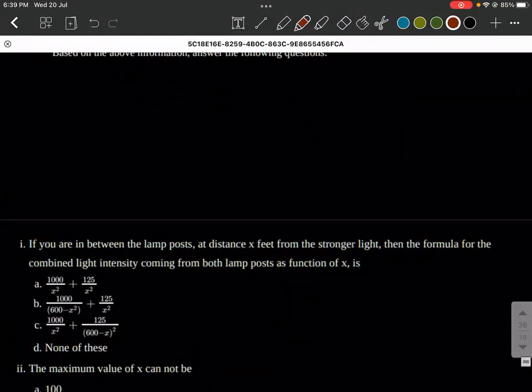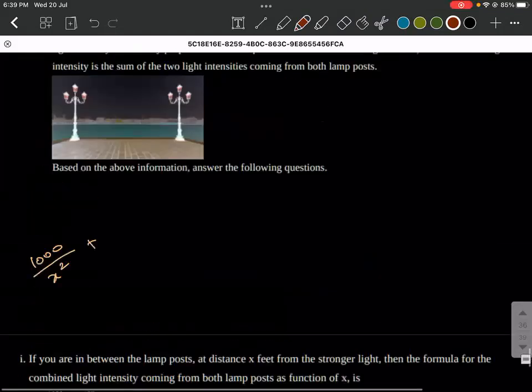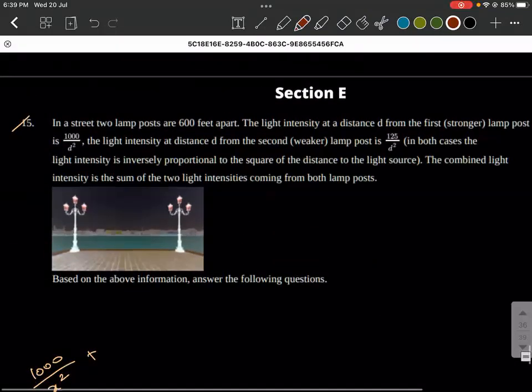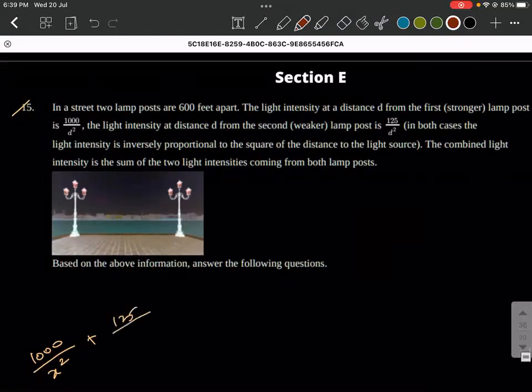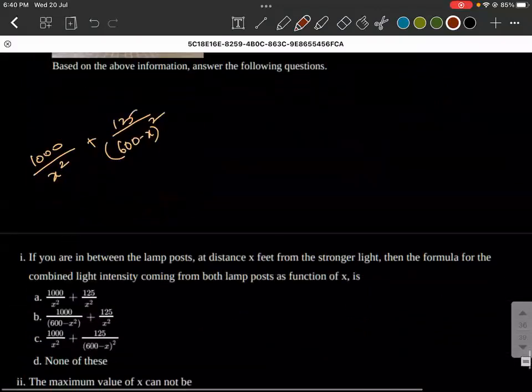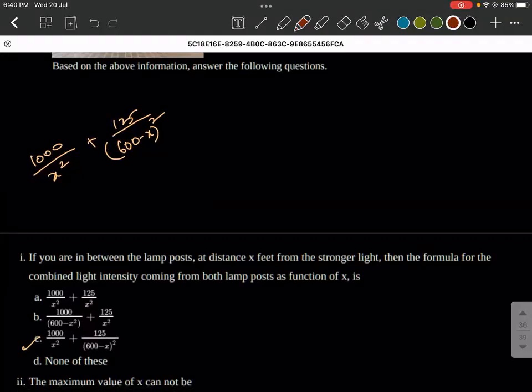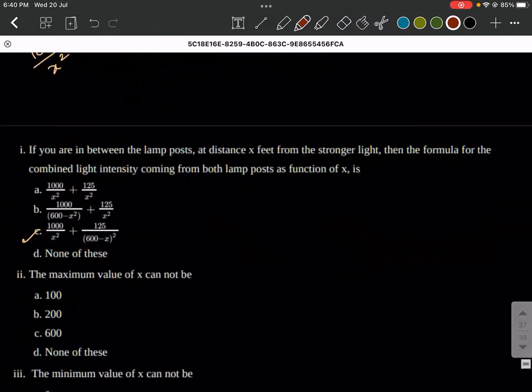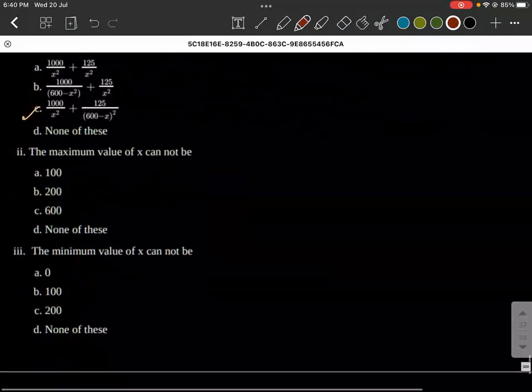If you are in between the lamp posts at a distance x feet from the stronger light, then the formula for the combined intensity is 1000 divided by x square plus 125 divided by (600 minus x) the whole square. Is that right? So option C should be the right answer. The maximum value of x obviously cannot be 600. The minimum value of x cannot be 0.